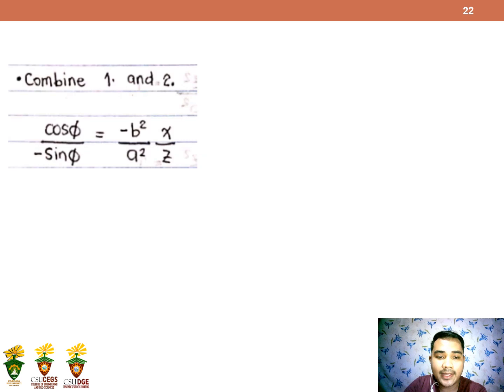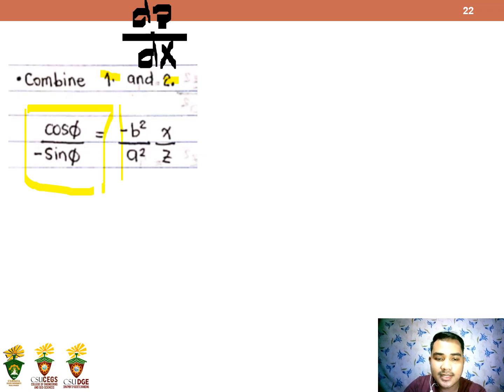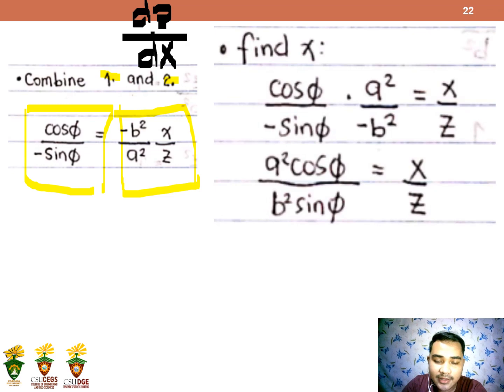Next is, we need to combine equation number 1 and equation number 2. Since ang kani silang duha ka equation, which is equation 1 and equation 2, naka-express sila into dz over dx, so ato silang i-combine. Cosine geodetic latitude over sine geodetic latitude is equal to negative b squared over a squared x over z. So, we need to find the x out from these combined equations.